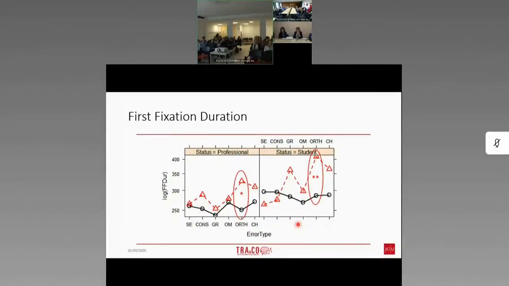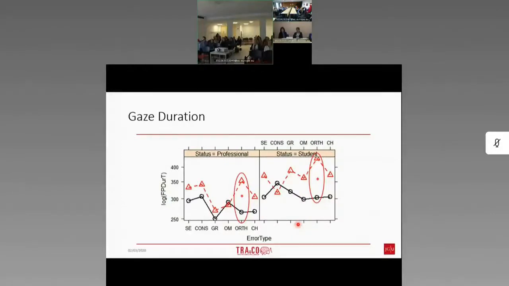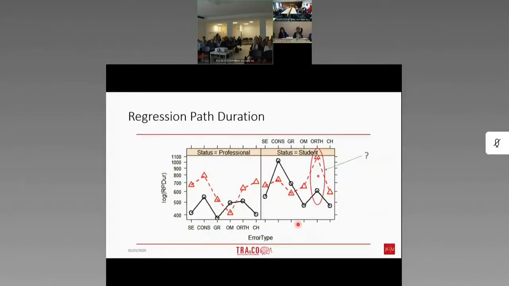So in the first fixation, we see clear effects for orthography. The red in this case is the incorrect word and the black is the correct word. So very large and clear effects for orthography. And the students show marginally significant effects for grammar and coherence. We shouldn't put too much weight on these. In the gaze duration, so again, a little bit later, not the very first contact, we again see very clear effects for orthography errors and not much else. In the regression path duration, students spend quite a bit of time regressing to further parts in the text, which was very surprising. So if you have a misspelled word, why do you need the context? It wasn't very clear to us.